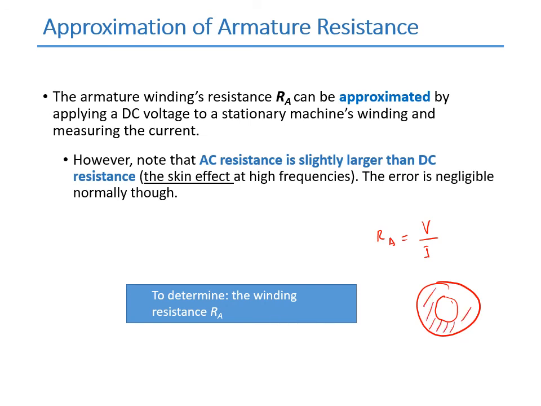So it will flow in the shaded area, so it's not flowing through the center of the wire, and because of this the effective resistance will be higher. We know that resistance is equal to rho L over A, and now the A has been reduced because the center part of the core of the wire is not used, so the effective area has been reduced, and this will cause the resistance to increase. However, again, the error is normally negligible.